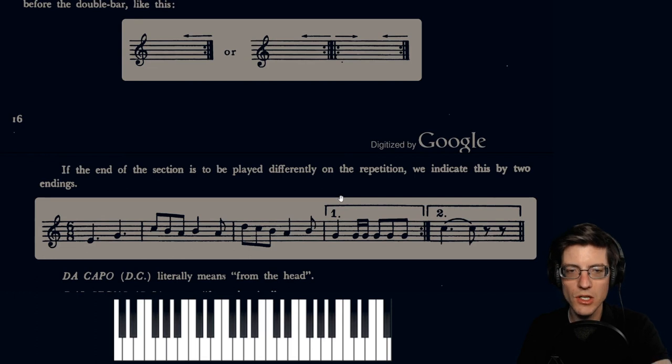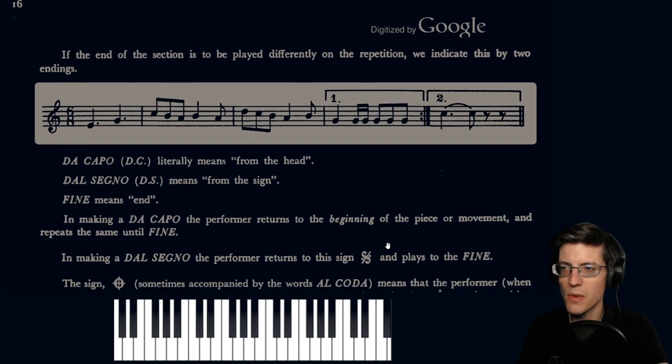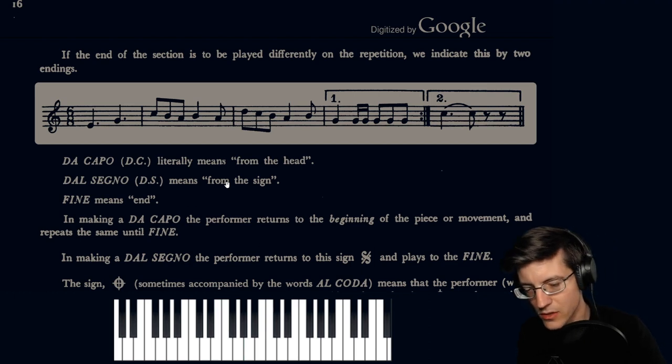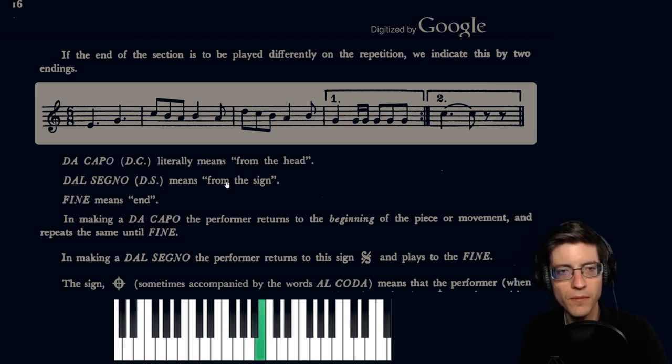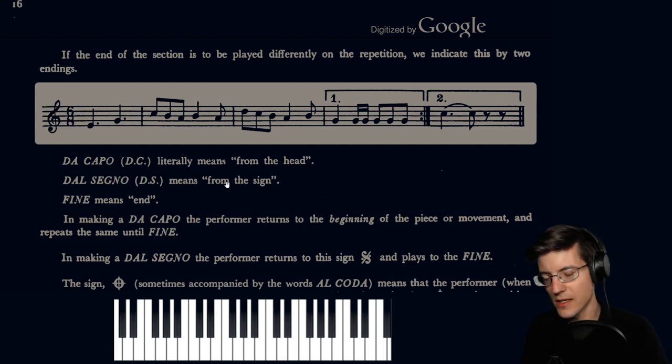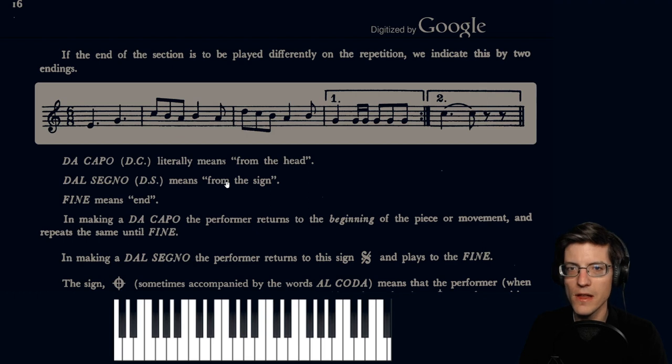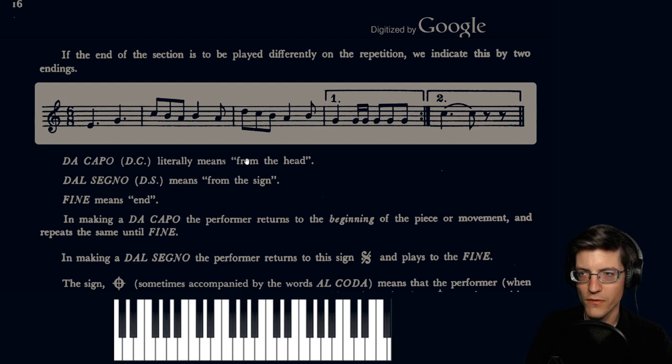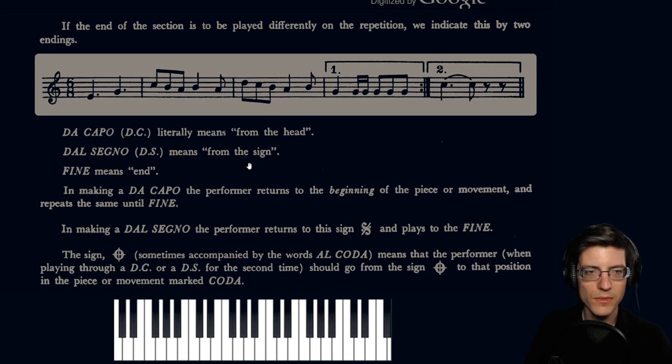If the end of this section is to be played differently on the repetition, we indicate this by two endings. So if I were to play this the first time around, you see, I repeat. And then I went on to the second ending. So you notice, if you could read the music, I played the first ending, went back to the beginning of the section, and then once I got to the section where it goes to the D, on the second ending, I went on to C. So that is for the repetitions, if you have multiple sections that you have to repeat.